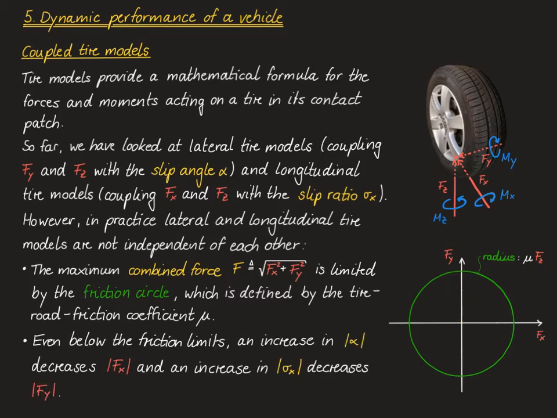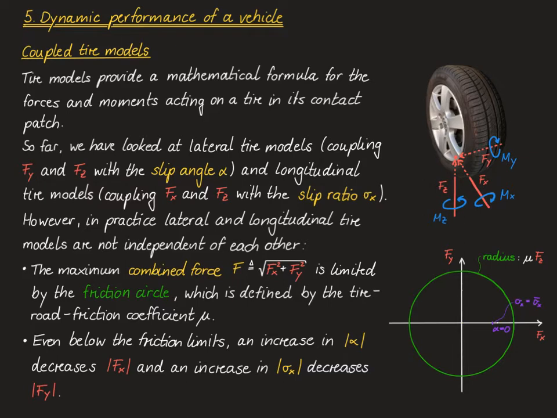Moreover, even below the friction limits, an increase in the magnitude of the slip angle decreases the magnitude of the longitudinal tire force. All other factors, of course, being equal, in particular the slip ratio sigma x. Similarly, an increase in the magnitude of the longitudinal tire slip sigma x decreases the magnitude of the lateral tire force. Again, all other factors, in particular the slip angle alpha, being equal.